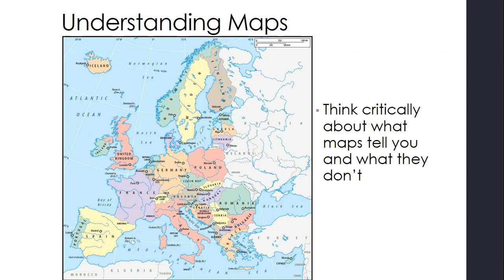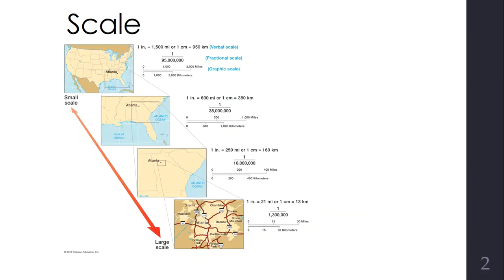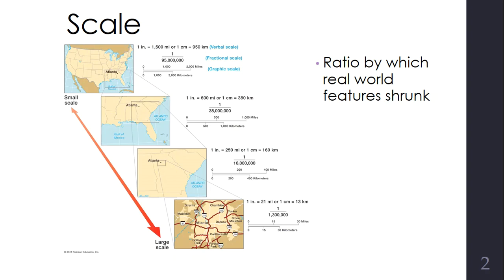I just want to talk a little bit about what a map scale is. If you take a physical geography class, we talk a lot more about scale. And if you took a physical geography lab, you would have to do some exercises with scale. But scale is just the ratio by which real world features are shrunk. And so we can see on this slide, we have a small scale map, which shows you a very large area. It's kind of counterintuitive that a small scale map shows a large area, but that's how it works.